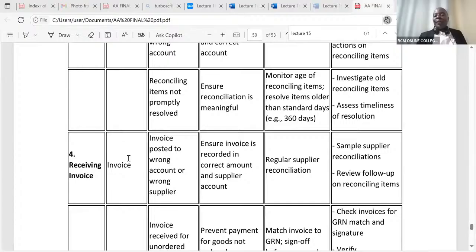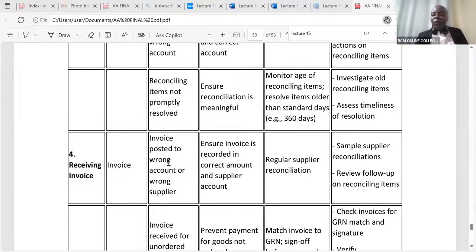And remember, on risk, you can say anything. So long as you're good in business, so long as you understand business language, you can say anything and you'll get it right. We've never marked people wrong here. Whenever they write points and they're able to defend themselves, they're always right. So, invoice posted to wrong account or even wrong supplier.